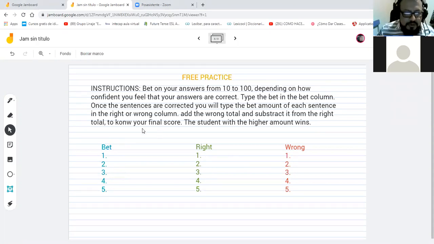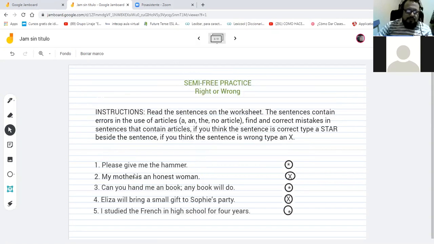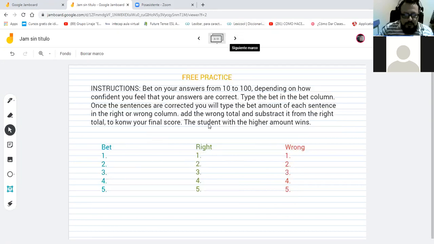As you see, we have three columns right here: bet, right, and wrong. First of all, I will want you to bet on your answers. What does that mean? If you are 100% sure, for example, that you answered sentence number one correctly, then you're going to bet on your answer. Let's say 100 because you're 100% sure. So right here you're going to type 100.